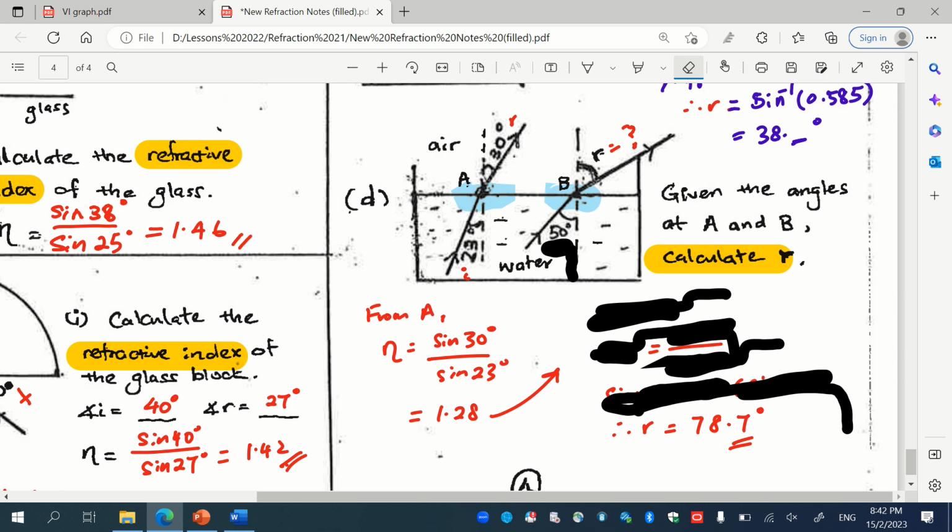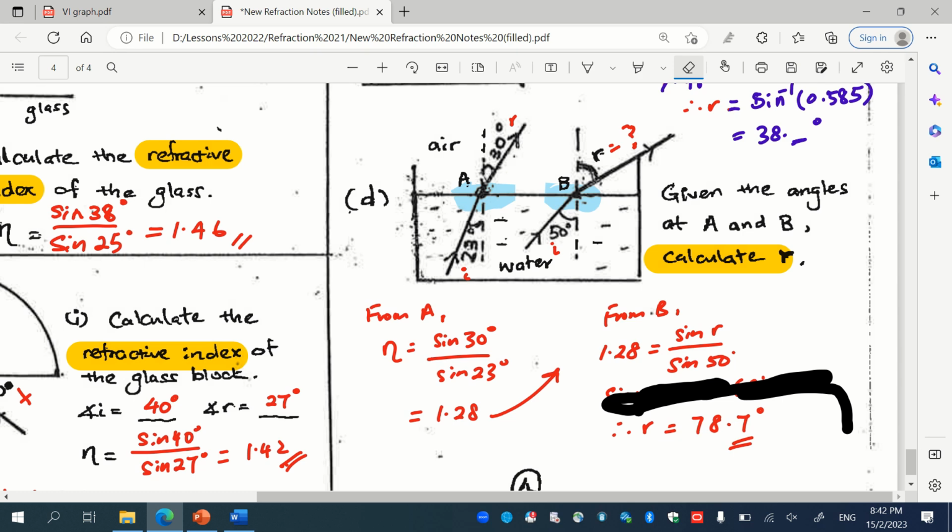Now who should be on top, who should be below? You will use refractive index N equals sine R over sine I, right? Because R is the bigger angle. You can tell the light ray is going away from the normal line, right? So angle R is the bigger angle compared to the 50-degree I. So from B, the equation will look like this: 1.28, the refractive index, equals sine R over sine 50, the bigger angle on top.